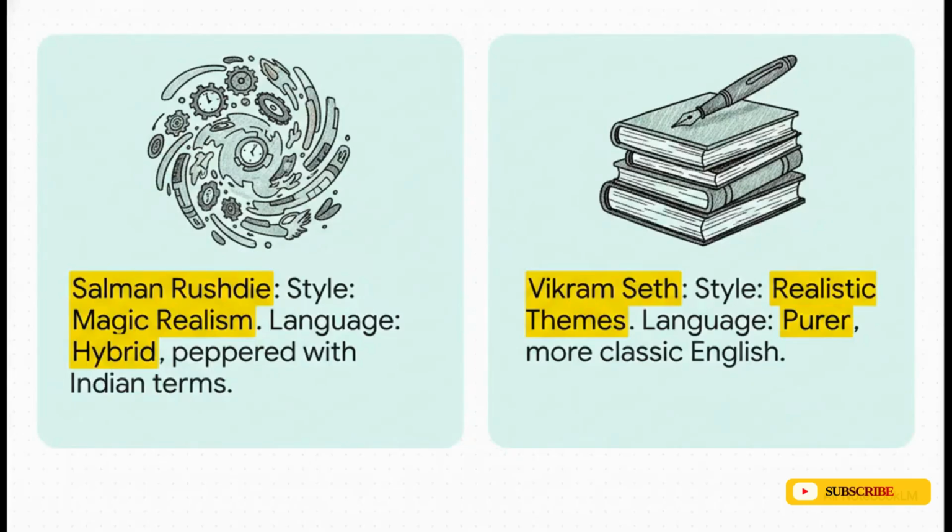But this new era wasn't just about one style. To really get the diversity, just look at this comparison. On one side, you have Rushdie's fantastic, acrobatic language, and on the other, you have another giant like Vikram Seth, whose epic novel, A Suitable Boy, is famous for its massive scale, its realism, and its beautiful classic English. This just shows you the amazing range that was now flourishing.